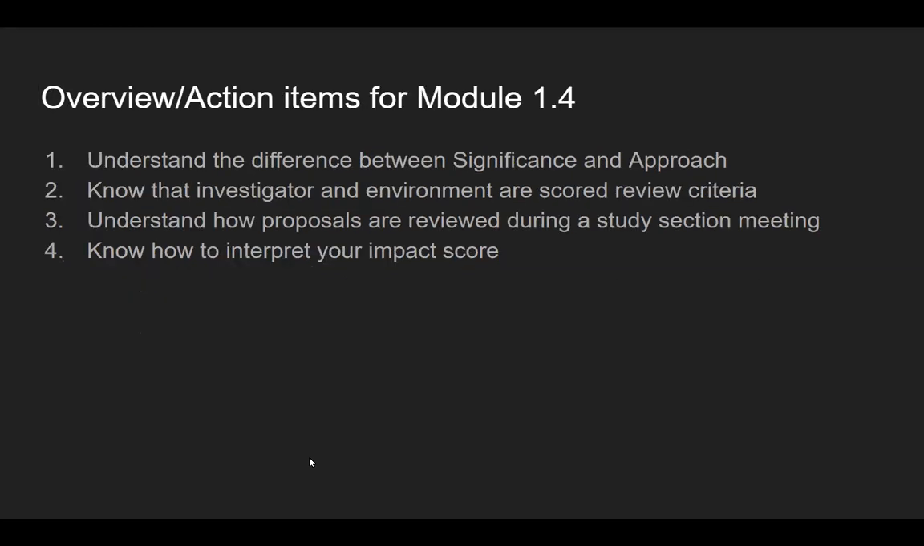So some things to keep in mind for our module 1.4, you want to understand the difference between significance and approach. Those can be easily confused. Know that investigator and environment are scored review criteria. And then understand how proposals are reviewed during the study section meeting helps to tailor the proposal better to get a better score. And then knowing how to interpret your impact score is really important.